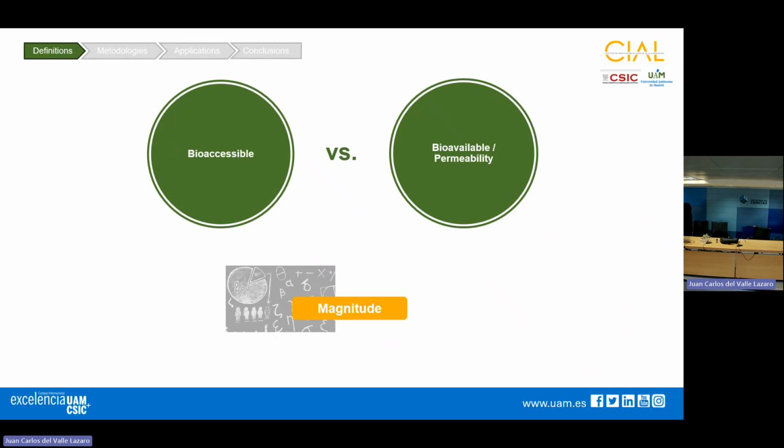And also it's very important to compare the bioaccessibility with the bioavailability or permeability in terms of magnitude, because we can have compounds that are 100% bioaccessible from a food matrix, but then when we talk about the bioavailability, we may have a value of 0. So it's not that important how bioaccessible it is when we are talking about, for example, bioactive compounds that we want to reach, for example, a kidney. So we might be interested in those that have higher permeability instead.